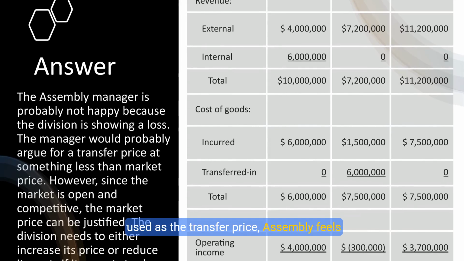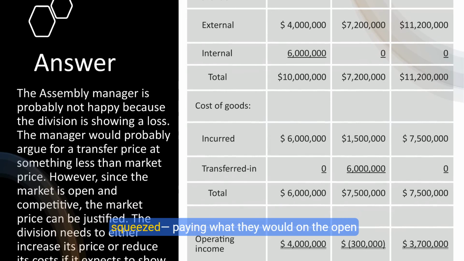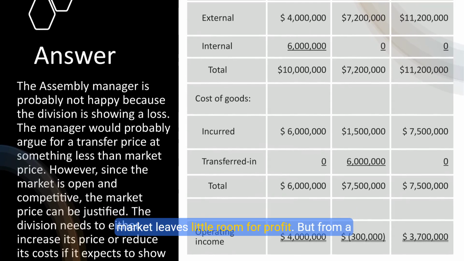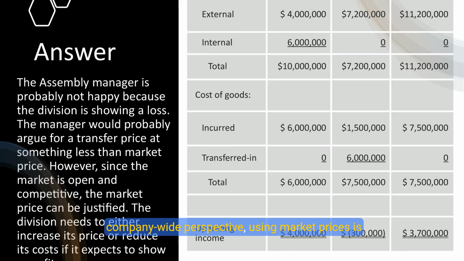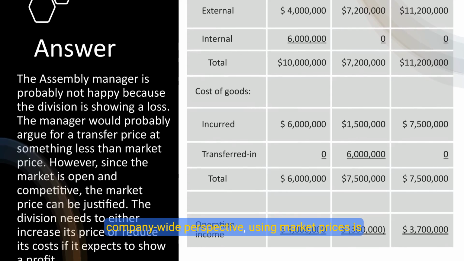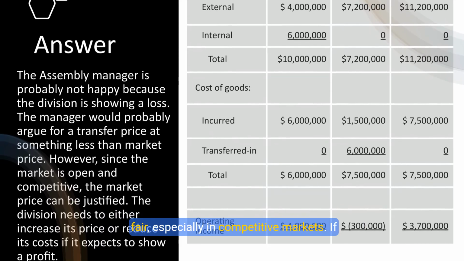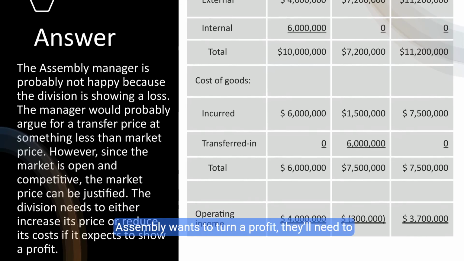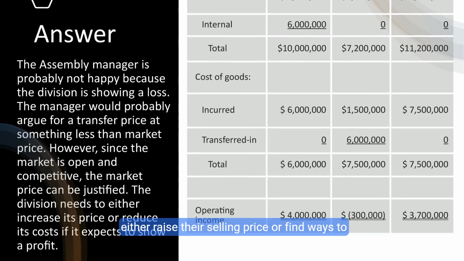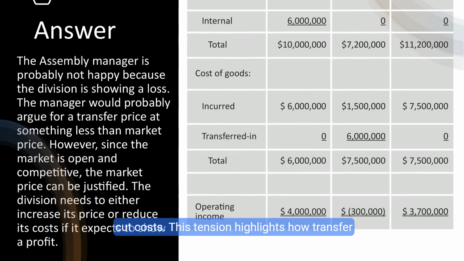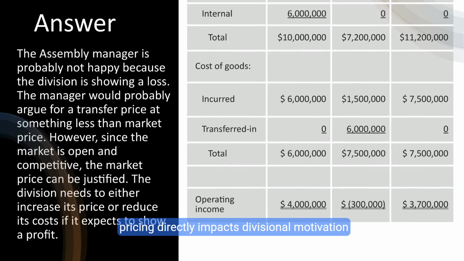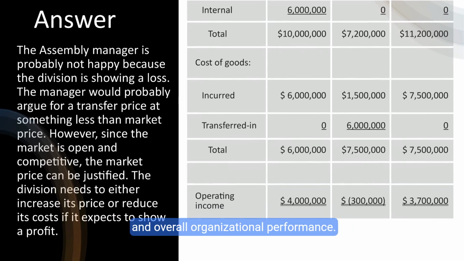With market value used as the transfer price, Assembly feels squeezed. Paying what they would on the open market leaves little room for profit. But from a company-wide perspective, using market prices is fair, especially in competitive markets. If Assembly wants to turn a profit, they'll need to either raise their selling price or find ways to cut costs. This tension highlights how transfer pricing directly impacts divisional motivation and overall organizational performance.